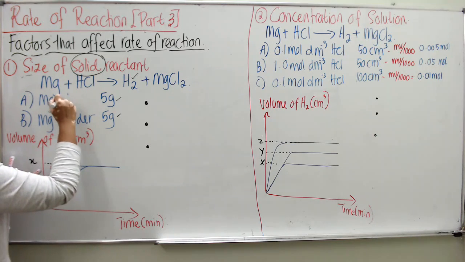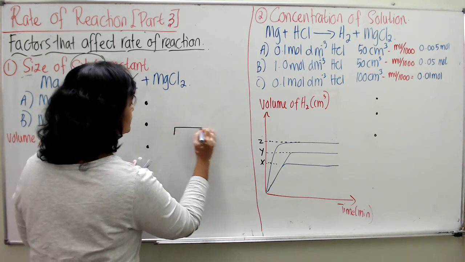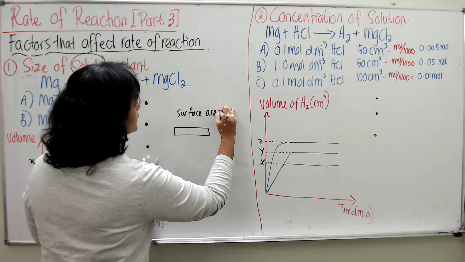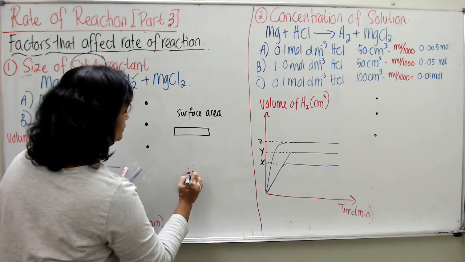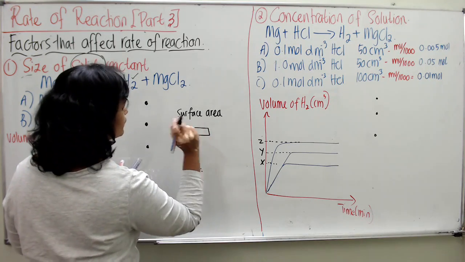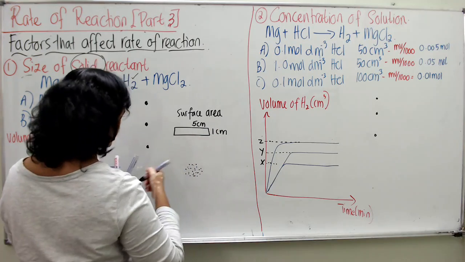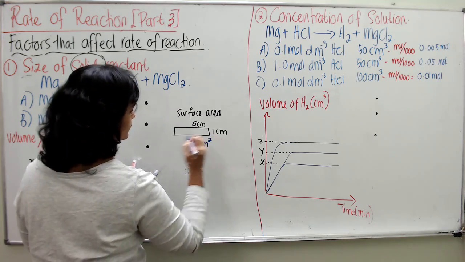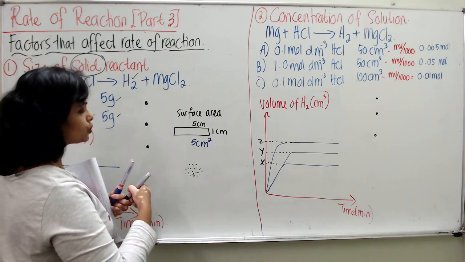One thing I would like you to understand is, let's go to the magnesium ribbon, the surface area. You must understand why a certain factor affects a certain rate of reaction. Just imagine the surface area of this magnesium ribbon is 1 cm times 5 cm. So the surface area for this magnesium ribbon is 5 cm square. Teacher is just explaining this technically. Now let's go to magnesium powder.